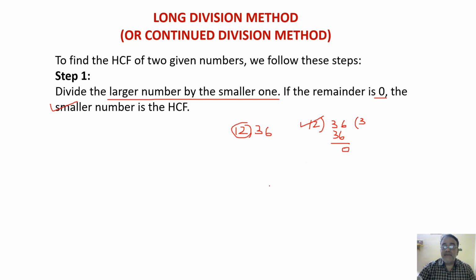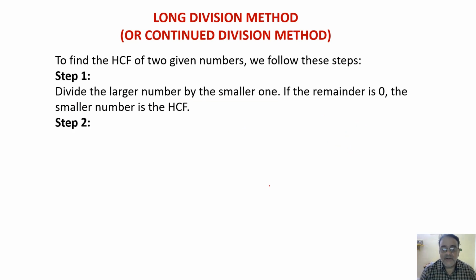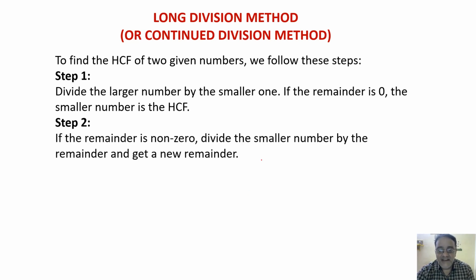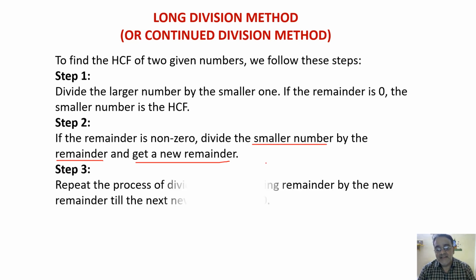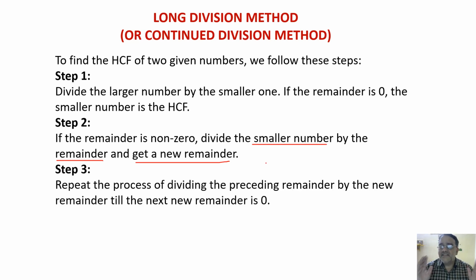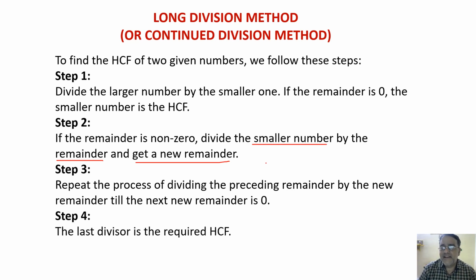Now suppose the remainder is not equal to 0. So what do you have to do? Again, step number 2. जो smaller number है, smaller number को remainder से divide करेंगे. Divide the smaller number by the remainder to get a new remainder. Again we will check whether the new remainder is 0 or not. अगर न्यू रिमाइंडर 0 नहीं है तो ओल्ड रिमाइंडर को न्यू रिमाइंडर से डिवाइड करेंगे और वो प्रोसेस चलता जाएगा जब तक कि रिमाइंडर 0 नहीं होगा. And the last divisor is the required HCF. So I will give one example.